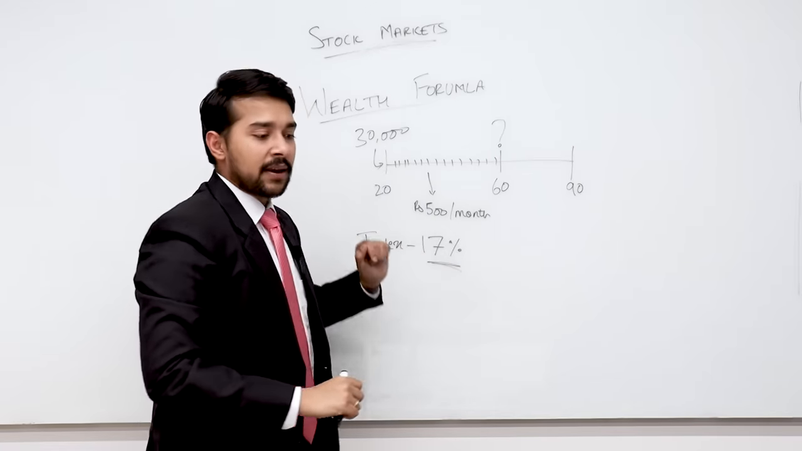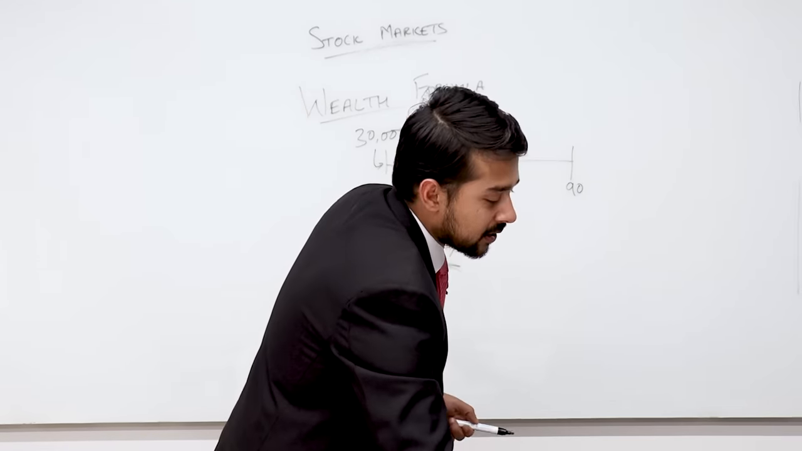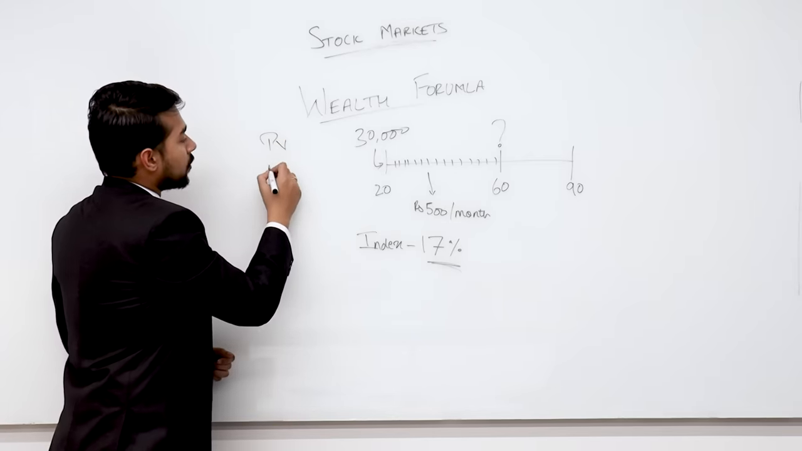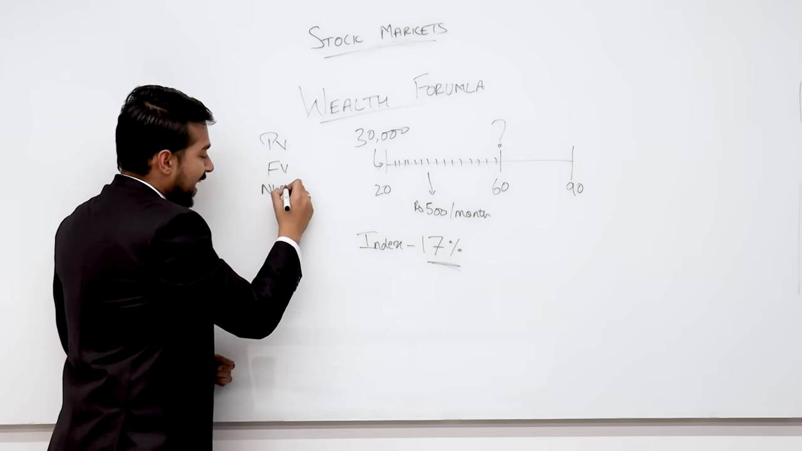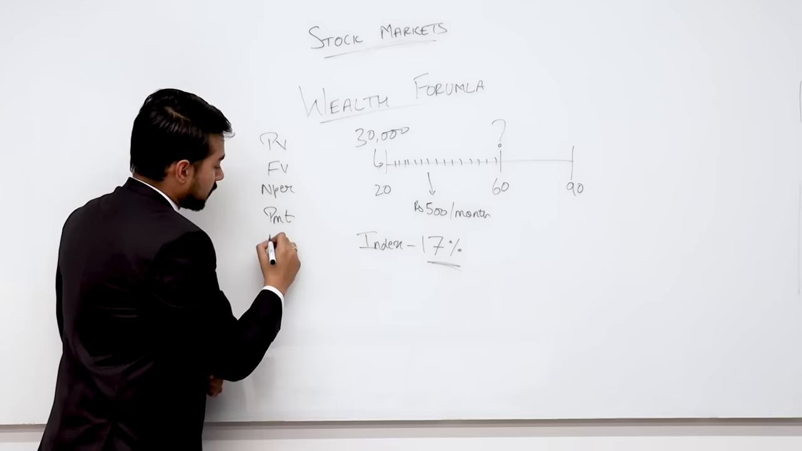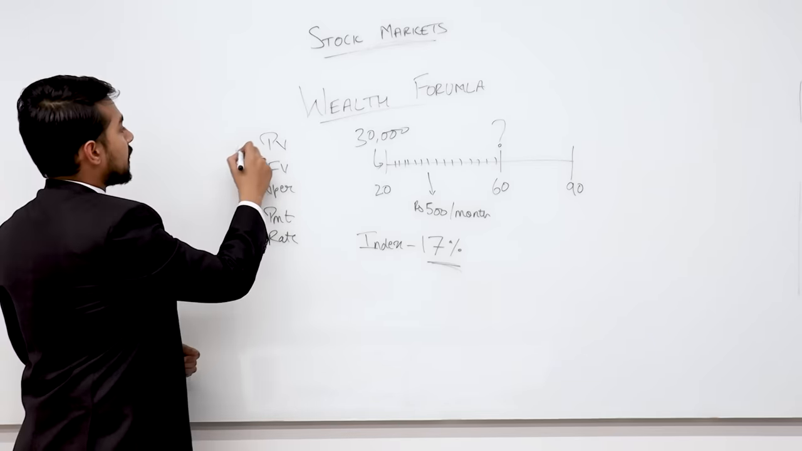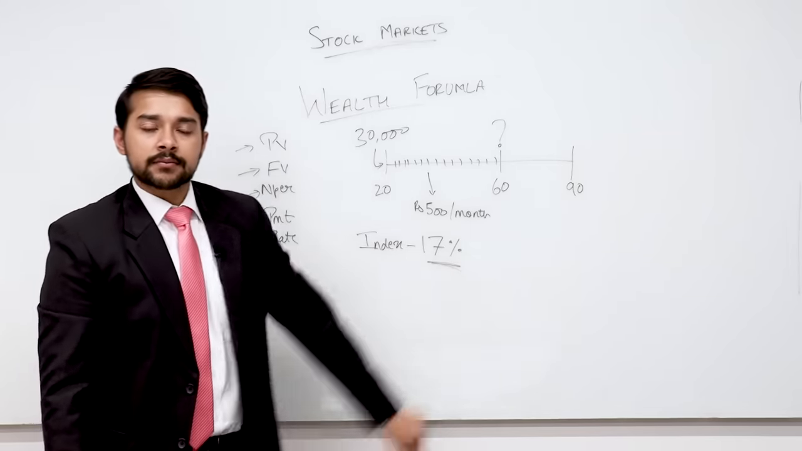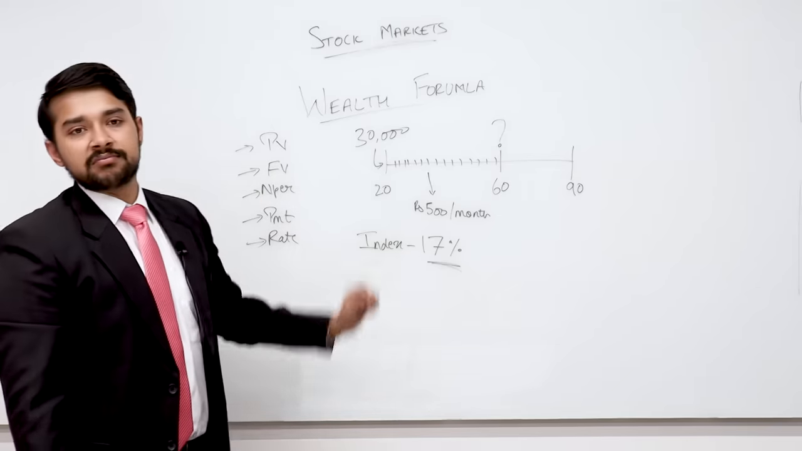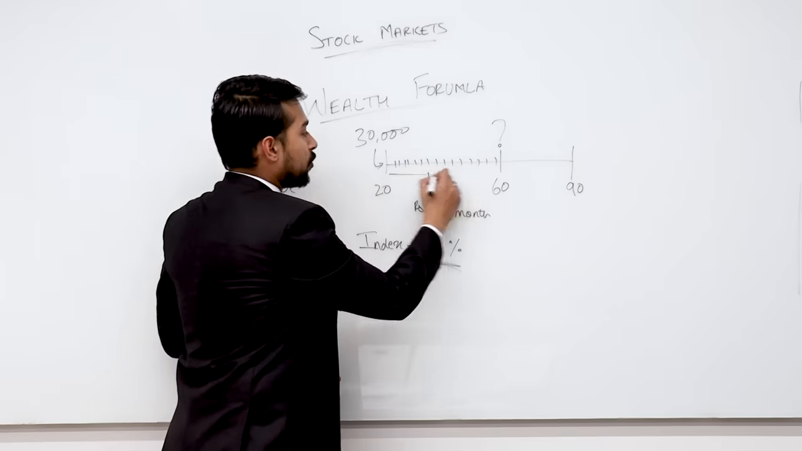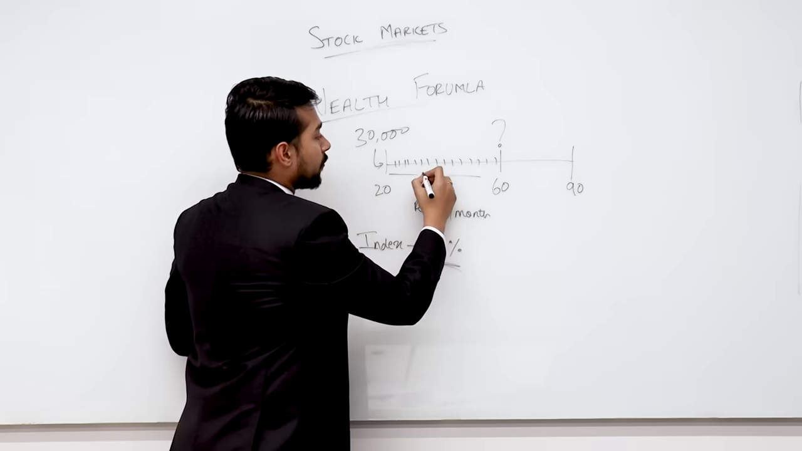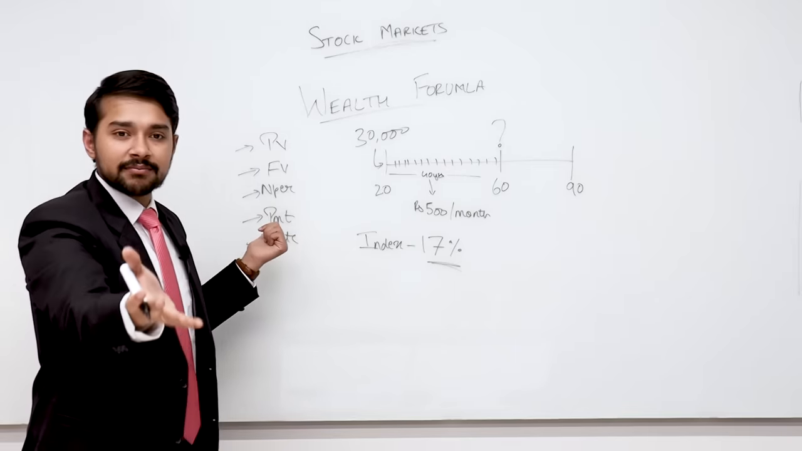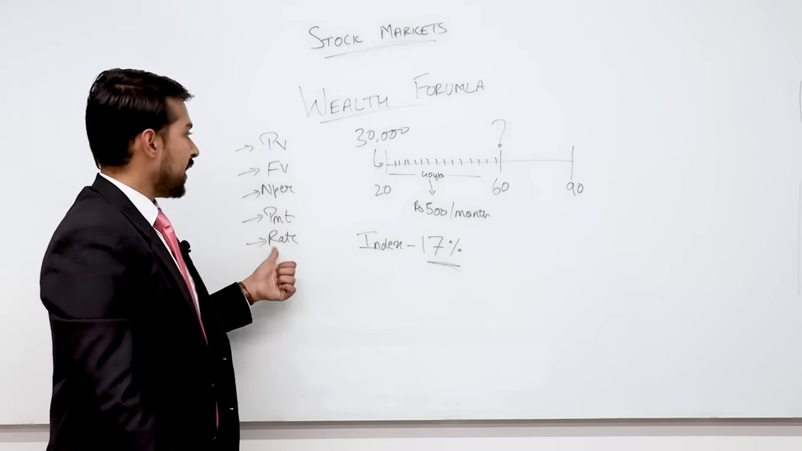So first, when we see the Excel formula, we have to figure out what we need. I'll just write down everything here. Present value, future value, NPER, PMT, and rate. These are our 5 variables. Now, what variable do we need to find here? Present value, 30,000. NPER, it's from 20 to 60. So this is a period of 40 years. Right? PMT, what is PMT? SIP. 500 every month. Rate, 17%.